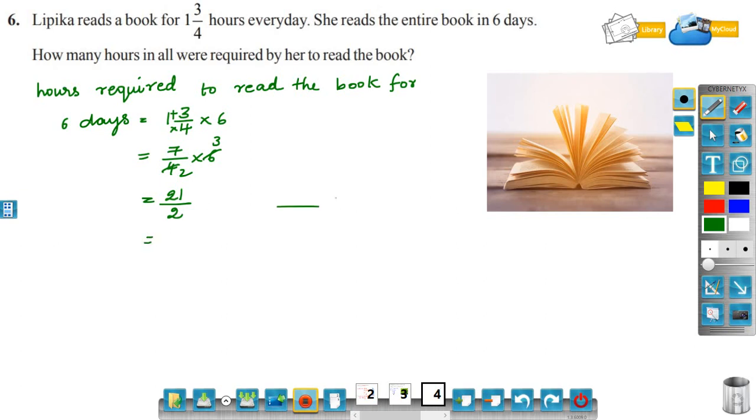You can convert into a mixed fraction. 21 by 2: 2 tens are 20. Remainder is 1. So 21 by 2 is equal to 10 1 by 2. So she reads the book for 10 and a half hours in 6 days.